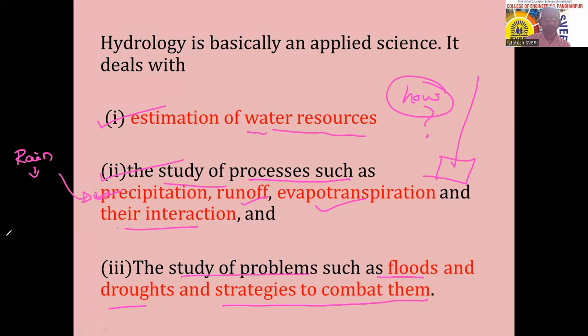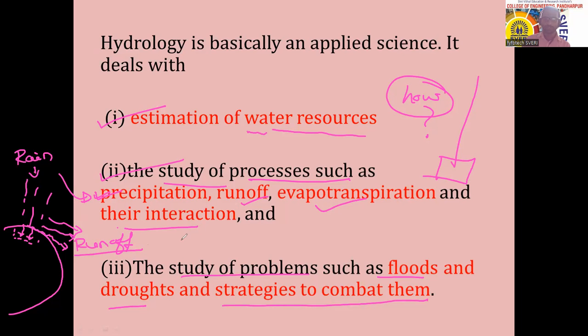What is runoff? If this is the earth surface, when it rains, some of the water is absorbed by the earth soil, and the remaining water is flowing. Correct? Some quantity of the water is absorbed by the soil, and the remaining quantity of water is flowing over the surface of the earth. That flowing water is called runoff. The water which is flowing over the surface of the earth is called runoff water.